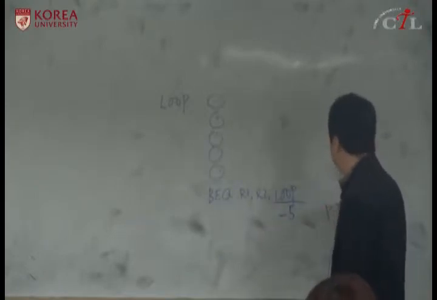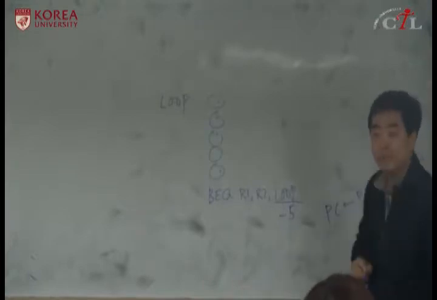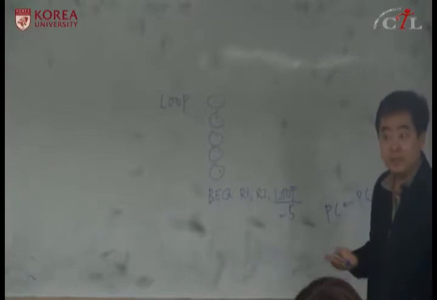So the PC is actually PC plus this offset, which is minus 4 times 4, something like that, because each instruction is 4 bytes.